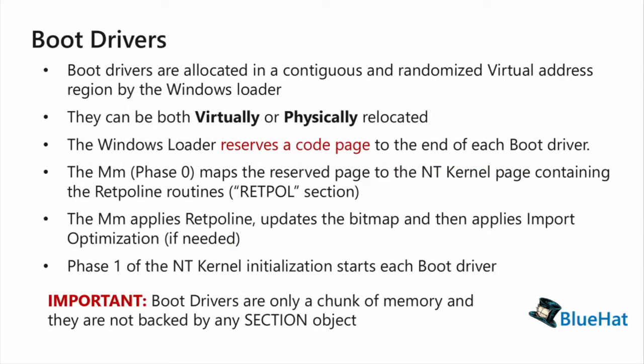Here is another important thing, the boot drivers. At phase 0, basically the Windows loader loads each boot driver in a contiguous and randomized virtual address space. So after, when NT takes control of the machine, these boot drivers can be virtually or physically relocated. But how did we do that?